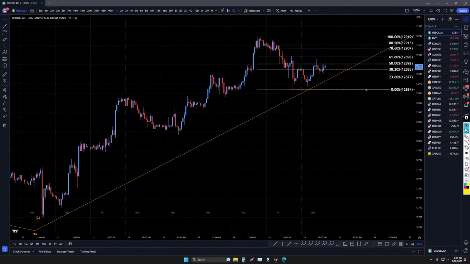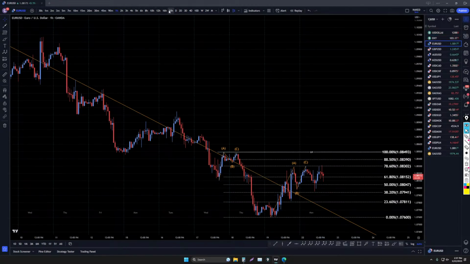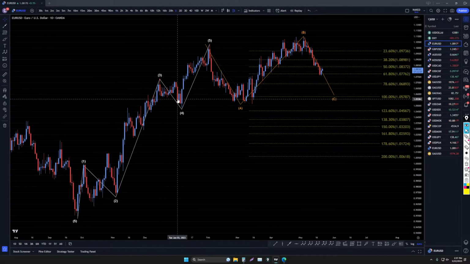So I am for sure still looking for longs in an uptrend, or shorts on these other pairs, or longs on these pairs. So let's go to the euro dollar and let's head up to the daily time frame, and we'll work our way down from there.